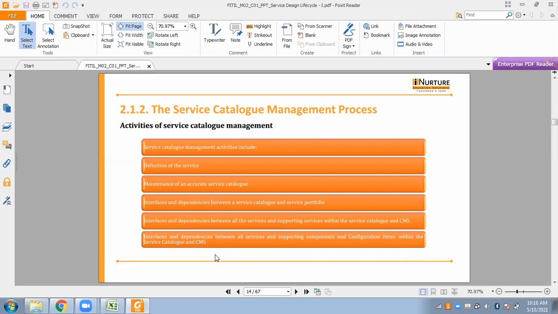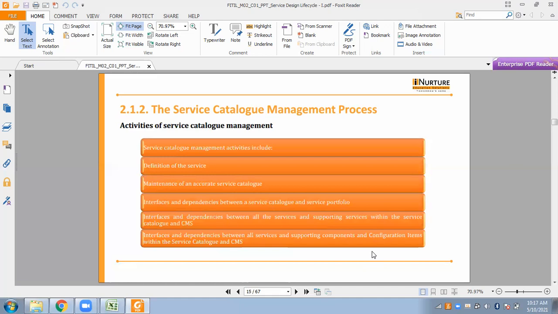Then we have the activities of service catalog management. Here are some: the definition of the service, maintenance of an accurate service catalog, interfaces and dependencies between the service catalog and service portfolio, interfaces and dependencies between all the services and supporting services within the service catalog and CMS, then interfaces and dependencies between all services and supporting components and configuration items within the service catalog and CMS.